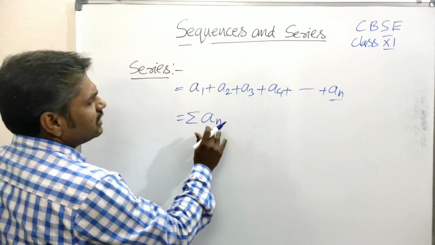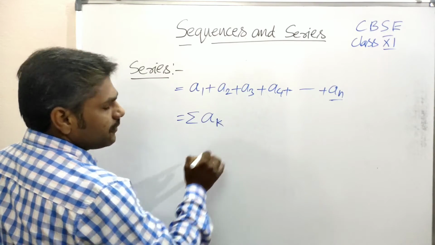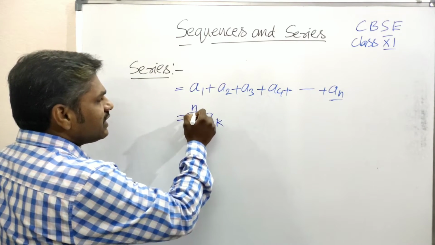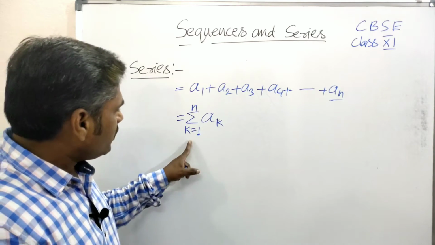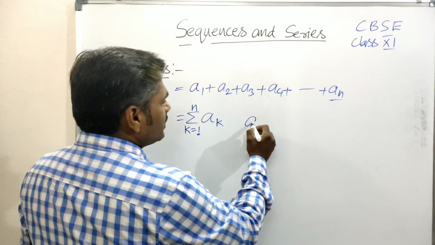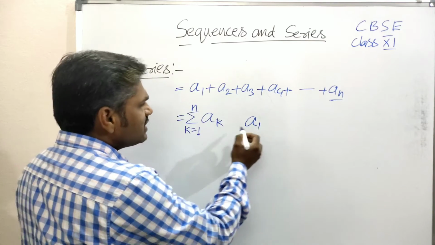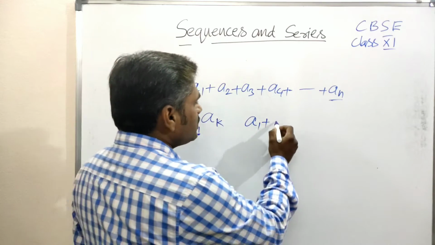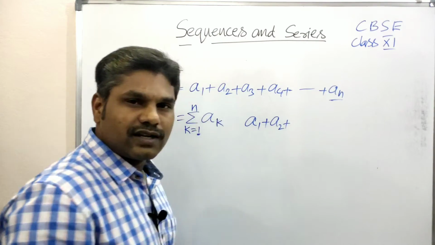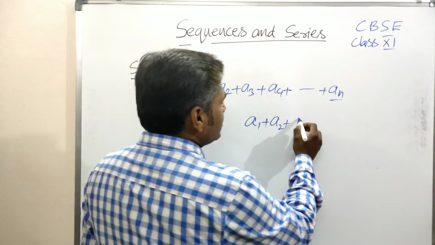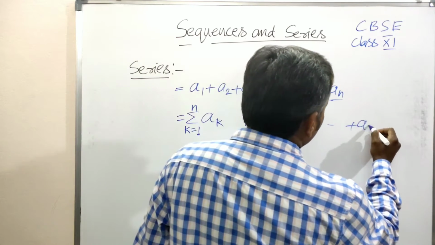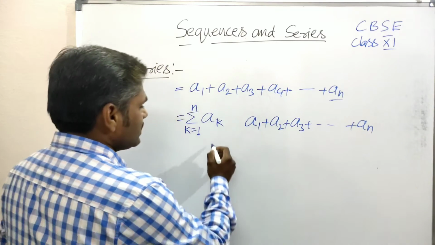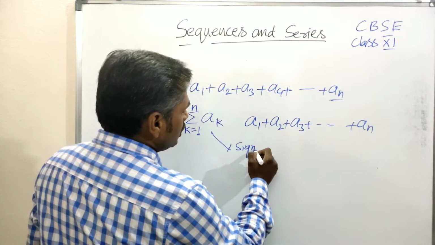Otherwise you may write ak, where k starts from 1 and ends at n. When you place k equals 1, it will become a1. Since sigma is there, we have to put plus, and when k equals 2, it will become a2. Similarly, sigma means addition, a2, a3 plus and so on. So this is called compact form or sigma notation. Okay, sigma notation.